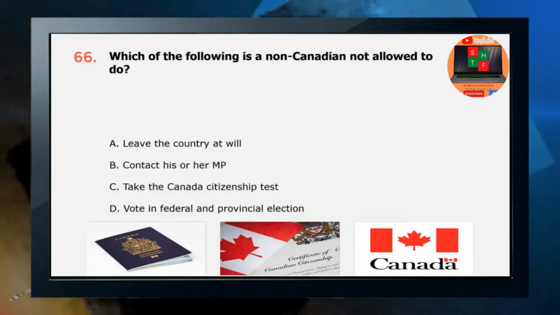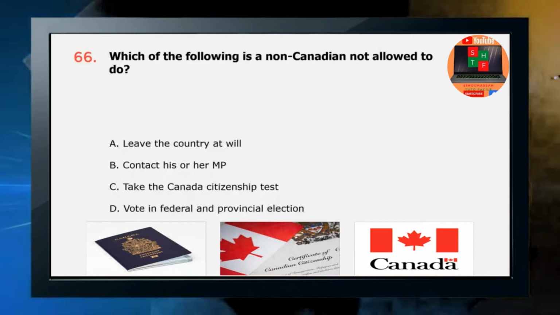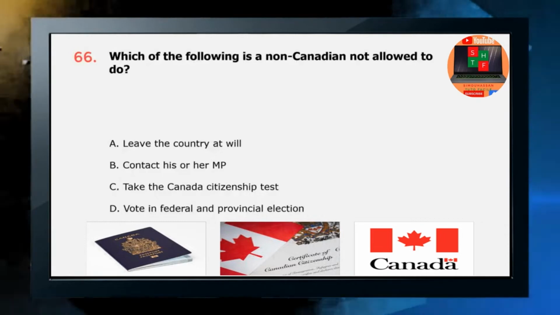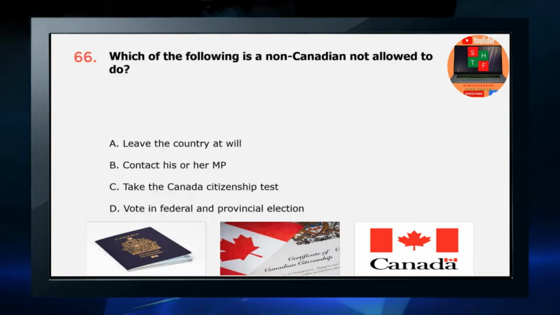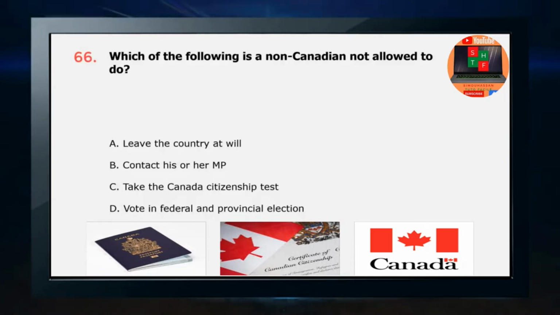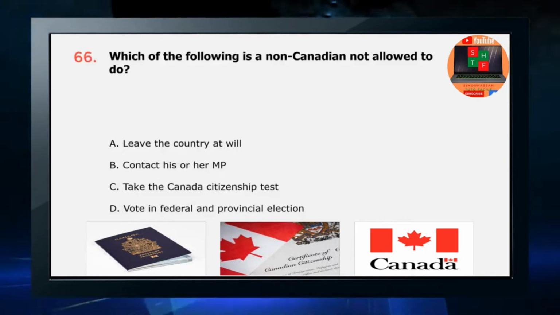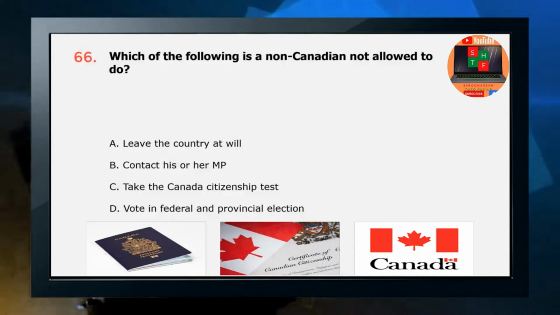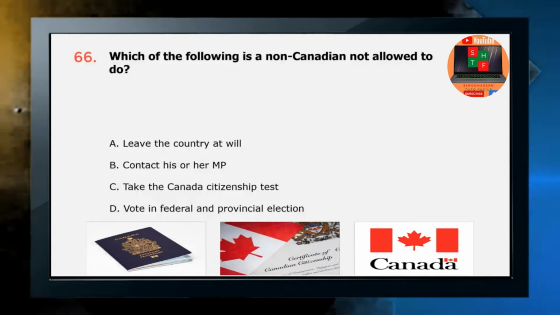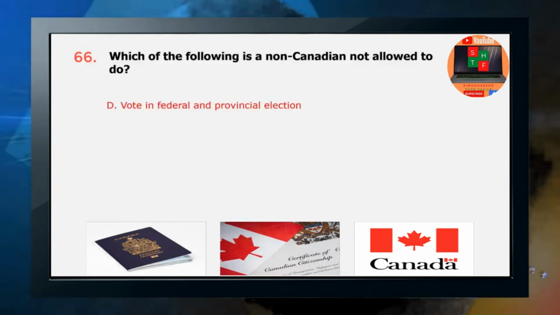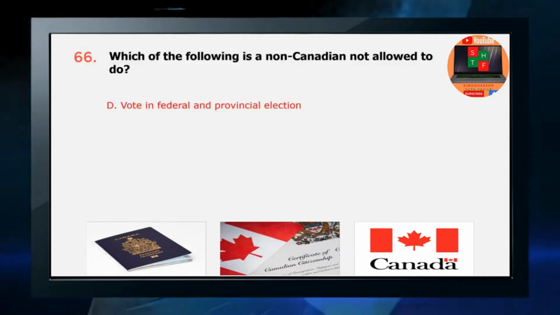Question 66. Which of the following is a non-Canadian not allowed to do? A. Leave the country at will. B. Contact his or her MP. C. Take the Canada citizenship test. D. Vote in federal and provincial election. The answer is D. Vote in federal and provincial election.